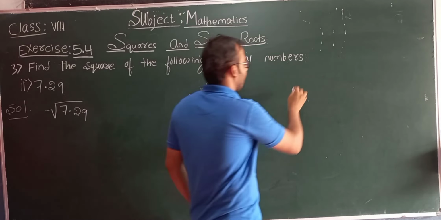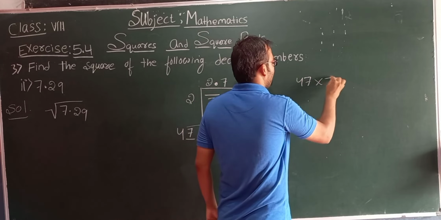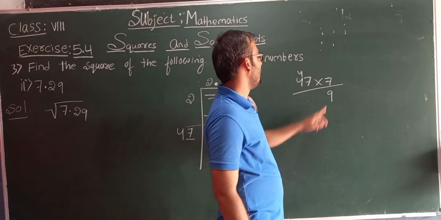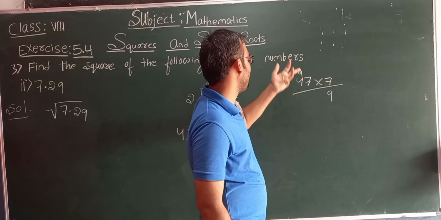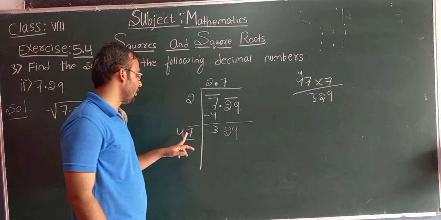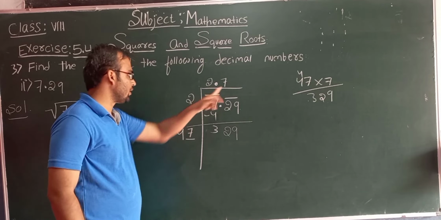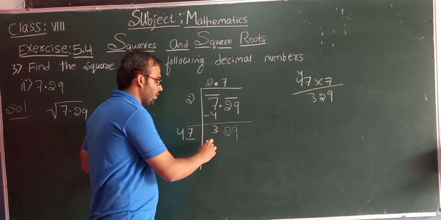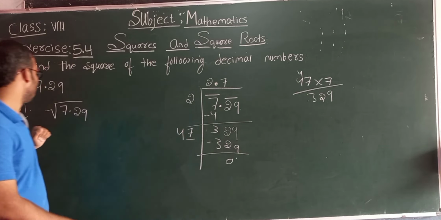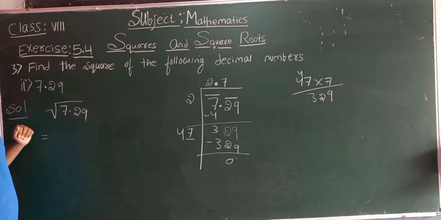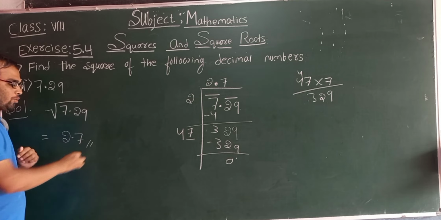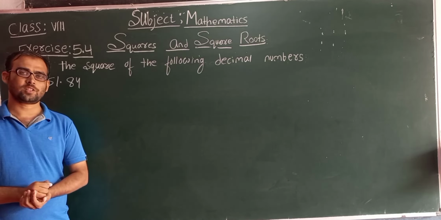So here 47 into 7. 7 7s are 49, 9, 4 carry, 7 4s are 28, 28 plus 4 is what? 32. Look at here students, when we fill this blank with 7 and multiply this with 7, we are getting 329. So the square root of 7.29 is what? 2.7.